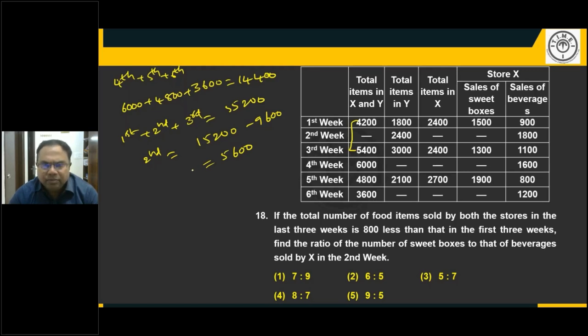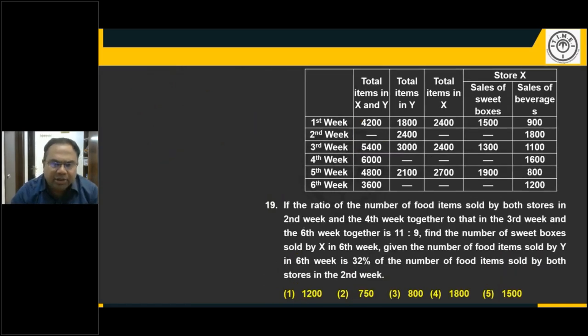Right? 5,600. This is 5,600. This should be 3,200. 56 minus 2,400 is 3,200. 1,800 is beverages. So 1,400 will be sweet boxes. Ratio of sweet boxes to beverages 14 is to 18. 2 sevens, 2 nines. 7 is to 9. Choice one. Right? So try this one. 19th question. Try this one. 19th question.